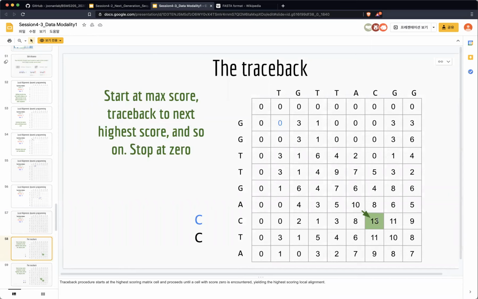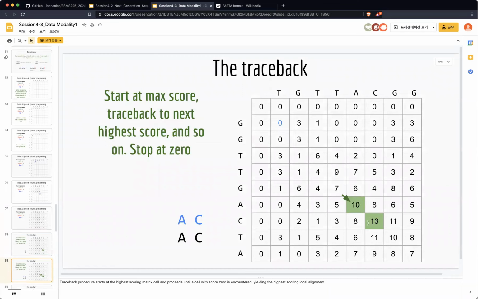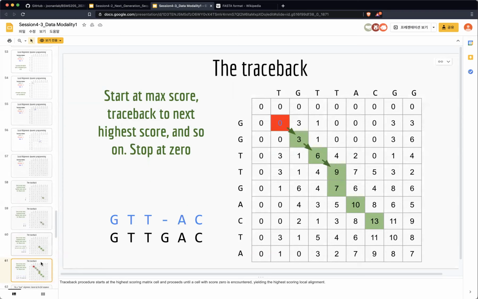Then what you do is the backtracking, the traceback, right? So for traceback, the rule is you trace back to the next highest score, right? So 13 is the highest. And if you think about the backtracking, you have 3 possibilities, 8, 10, 8, right? So the highest one is the 10, right? So you go 10, then 7, right? Then you go that way, 7, 9, 6, 3, and 0, right?